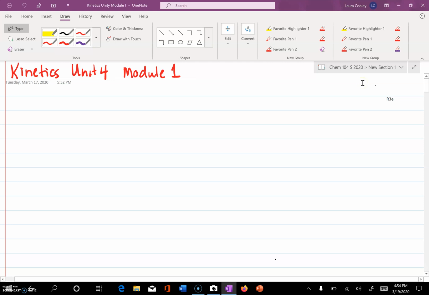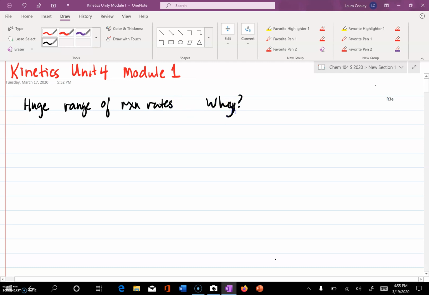And what this one's going to focus on is why there's such a huge variation in reaction rates. That some reactions are very slow and some reactions are very fast. So there's this huge range of reaction rates. And the question is why.